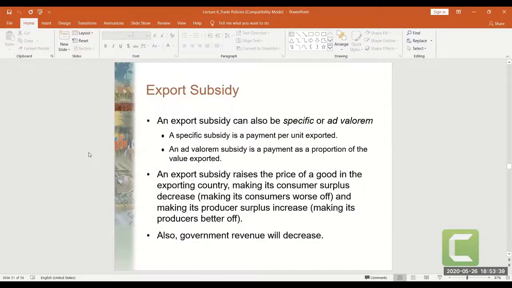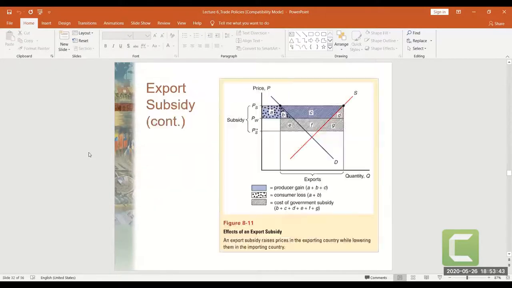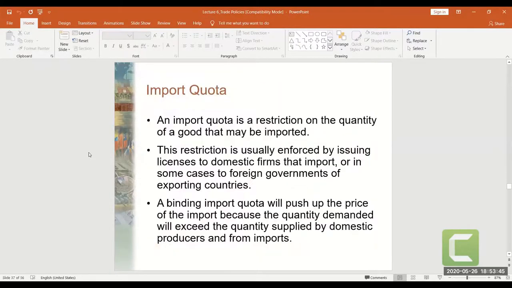Another one, I think, is tariffs and quota. I will get back to export subsidy and quotas. Once we look at the context, we will just simply talk about the idea.